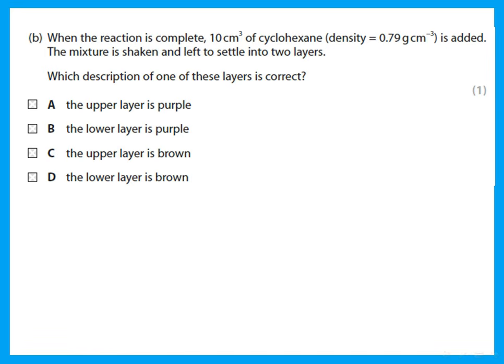Then when the reaction is complete, he says 10 centimeter cubed of cyclohexane with a density that is lower than water is added. The mixture is shaken and left to settle into 2 layers. Remember that the reaction gave iodine. So if he puts the iodine in cyclohexane, remember that iodine in an organic solvent becomes purple, so the upper layer is purple.